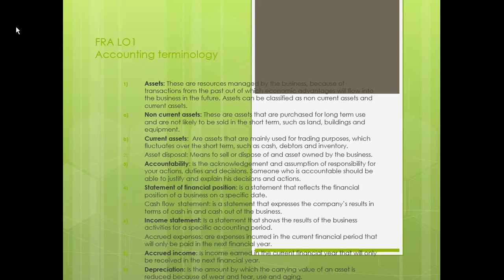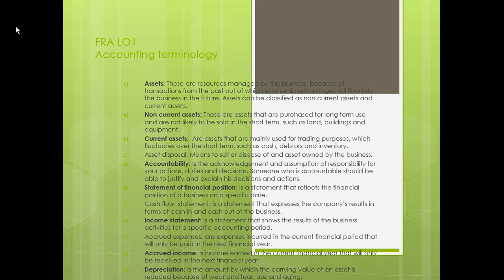Going to present a lecture on accounting, FRA. We are starting with FRA LO1, and we are starting with the accounting terminology. These are the terminology which we use in accounting.